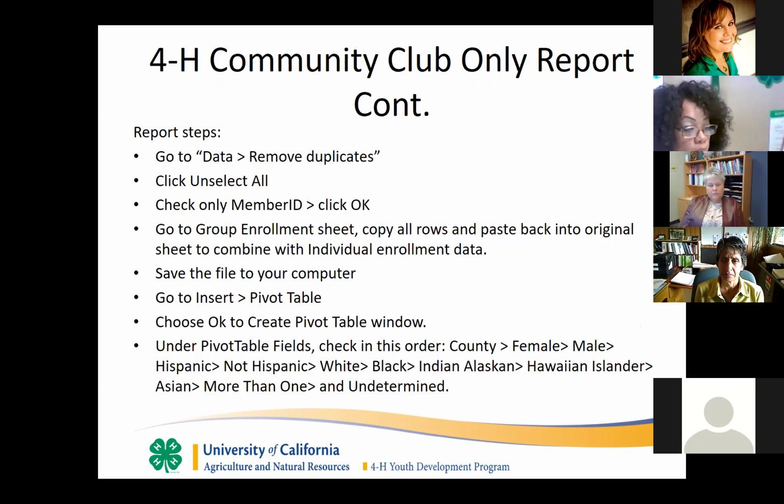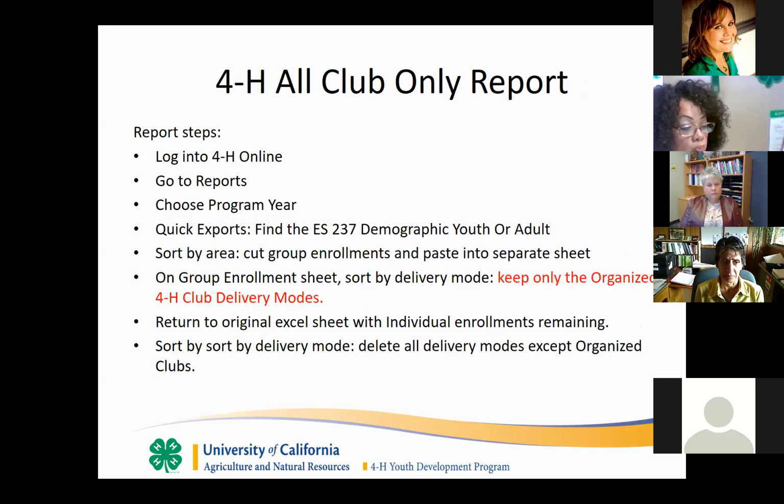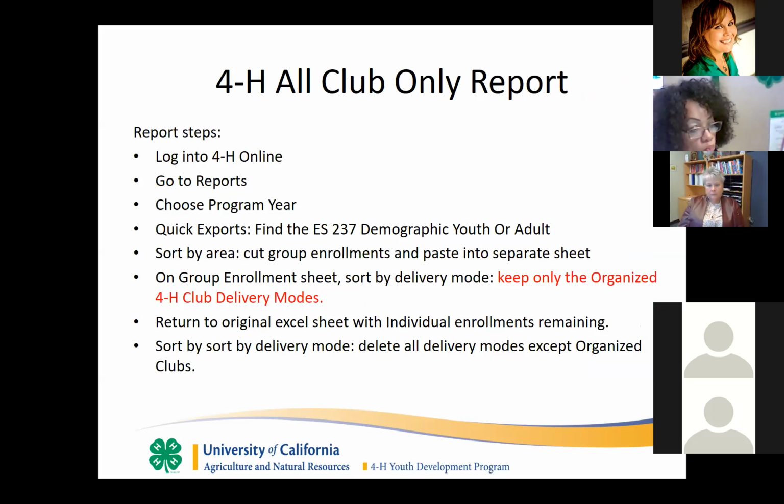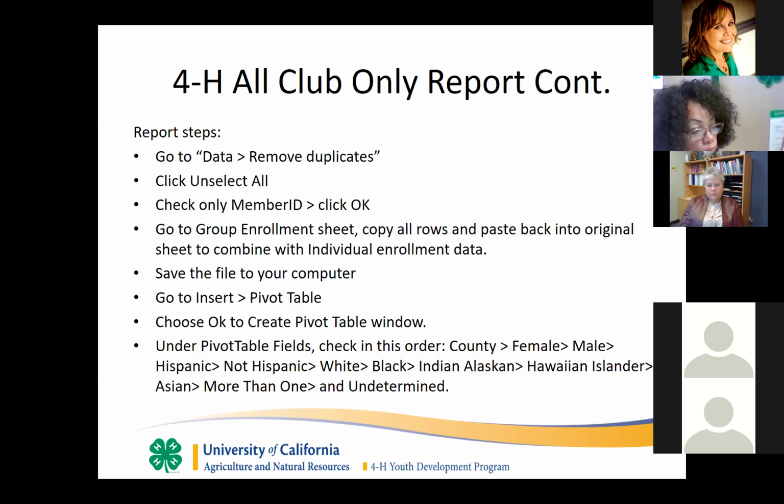So again, working through these steps to remove the duplicates, getting a pivot table, and this is what we send to David to calculate. As said, we do this for all of the organized community clubs. This is how we do the all club report. This would include our community clubs, our in-school clubs, our after-school clubs, and our military clubs. Again, going through the process to remove the duplicates, create the pivot tables to summarize the data.